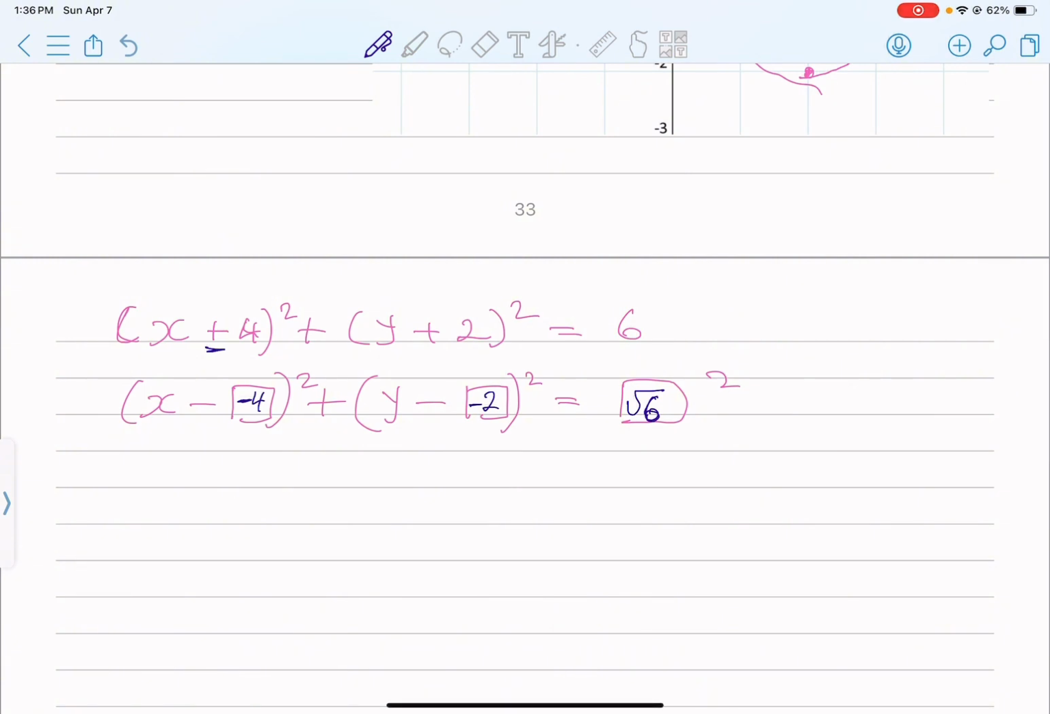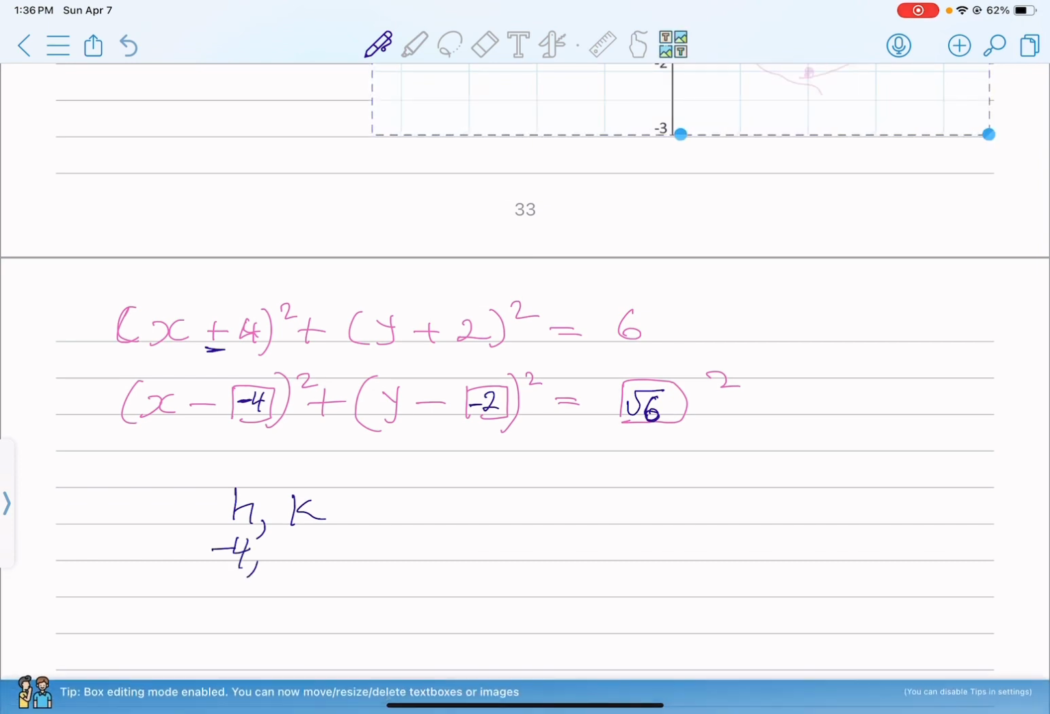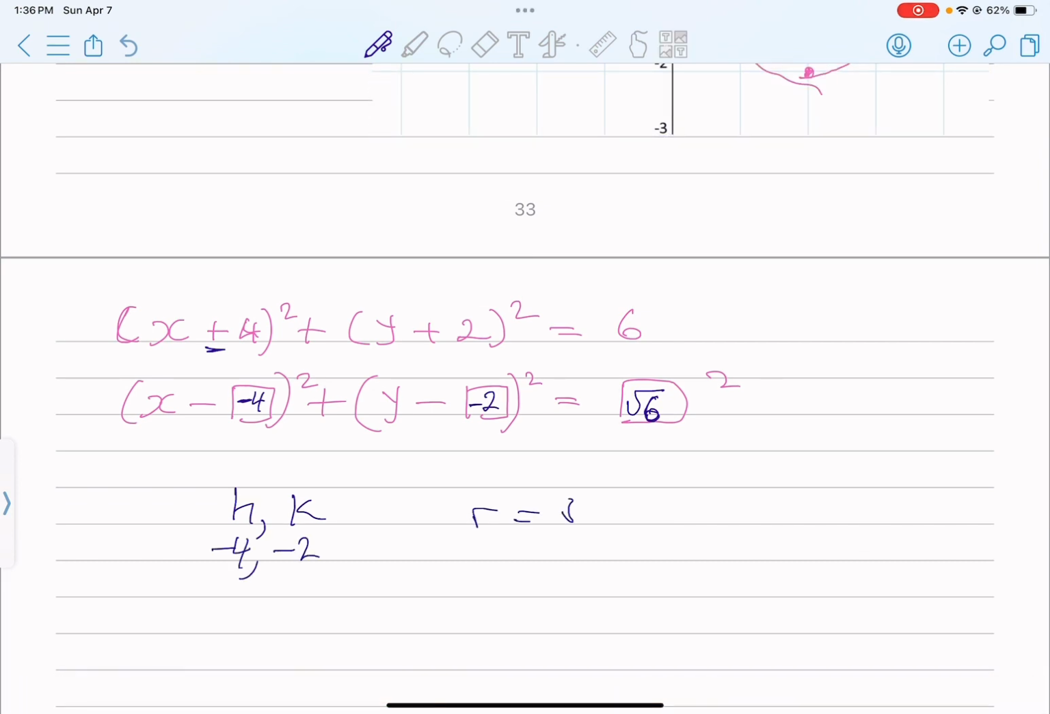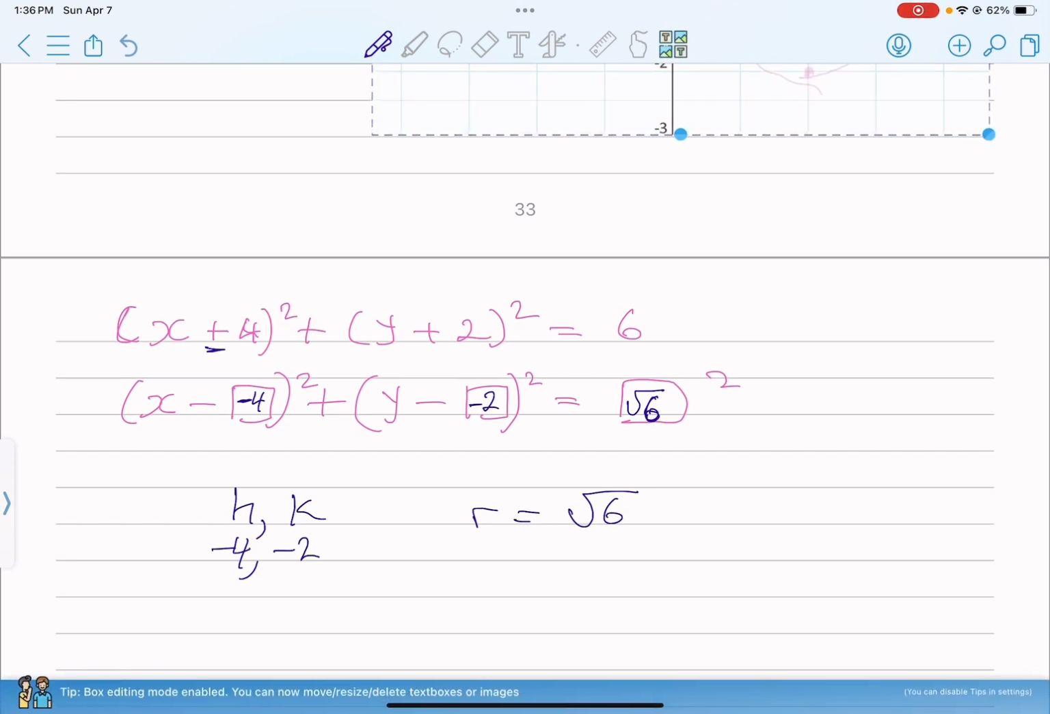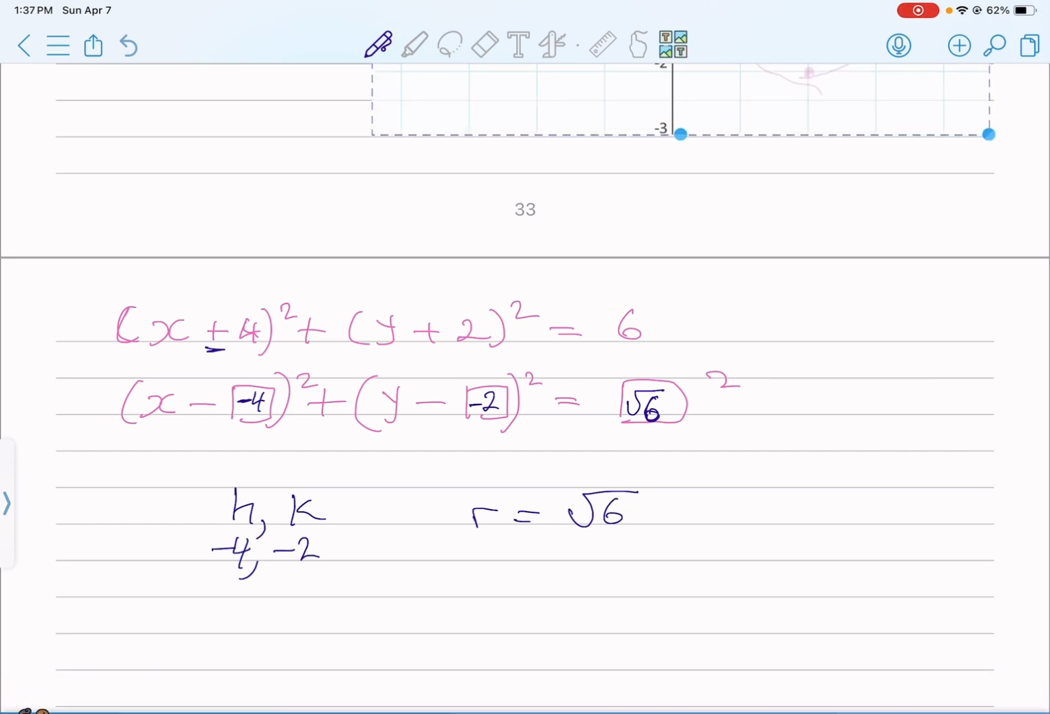So you can see your h and your k is what? -4, -2, and your radius is what? Radical 6. Always say square root of 6. That's how I would say it in college. Radical 6. Square root. Okay? Awesome. Good job, son. Thank you.